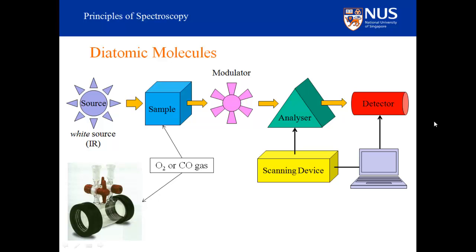So what happens in this instrument when we fill the sample up with dioxygen or carbon monoxide? Well, our first observation is that we do not get any spectral lines for dioxygen. And in fact, for any homonuclear diatomic, you cannot get an infrared spectrum. We only get a spectrum for heteronuclear diatomics.